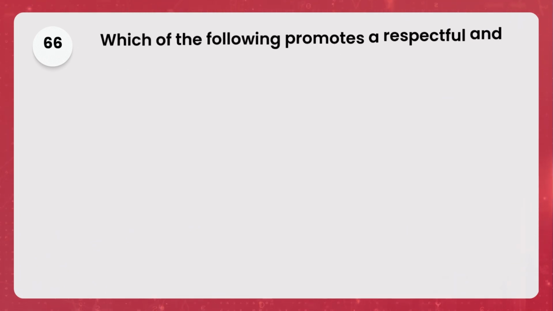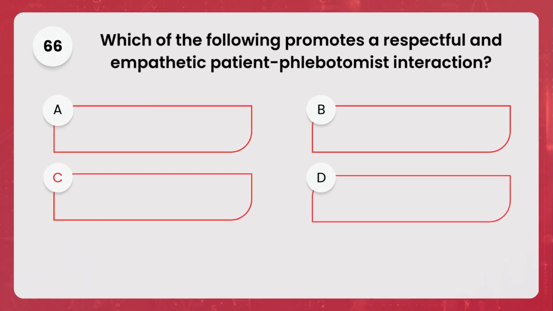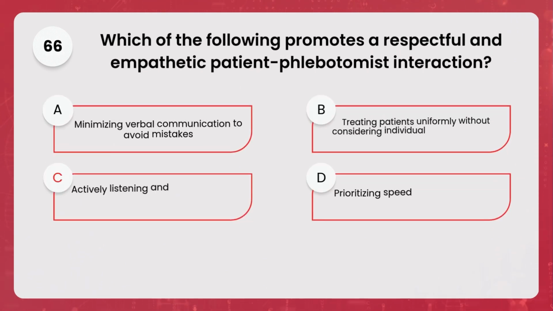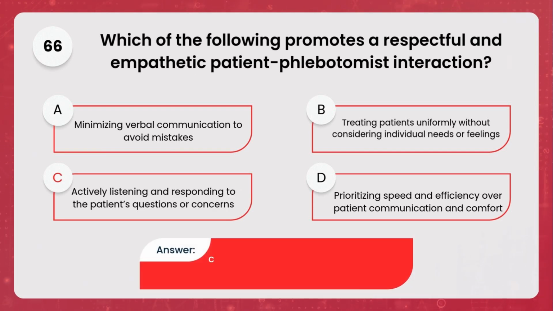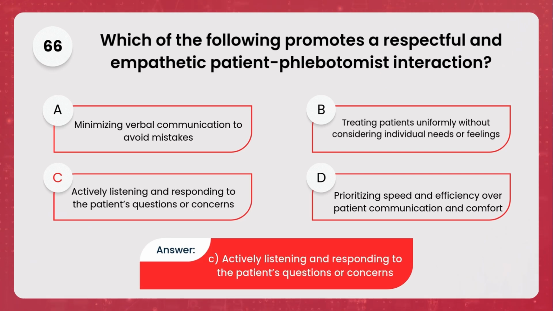Number 66. Which of the following promotes a respectful and empathetic patient-phlebotomist interaction? A. Minimizing verbal communication to avoid mistakes. B. Treating patients uniformly without considering individual needs or feelings. C. Actively listening and responding to the patient's questions or concerns. Or D. Prioritizing speed and efficiency over patient communication and comfort. The answer is C. Actively listening and responding to the patient's questions or concerns.